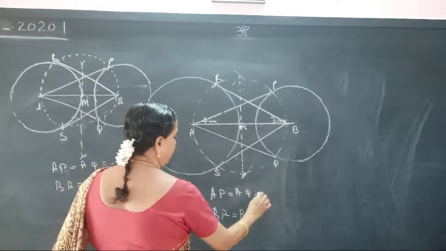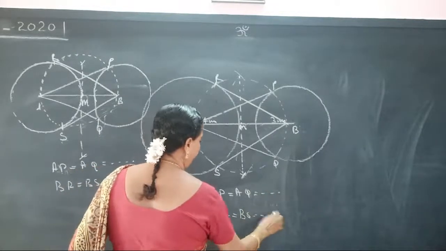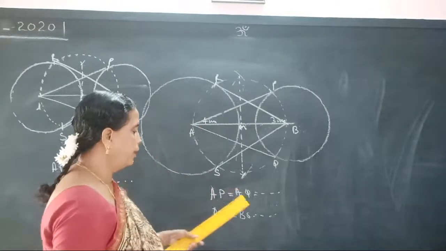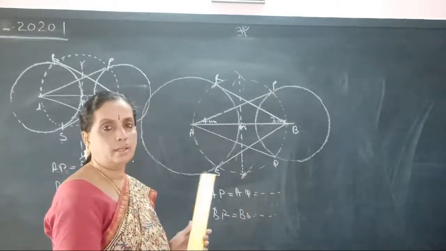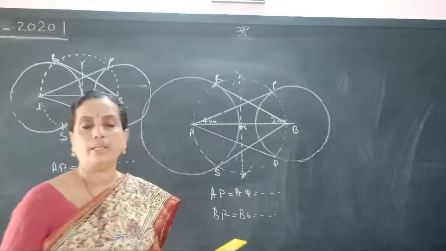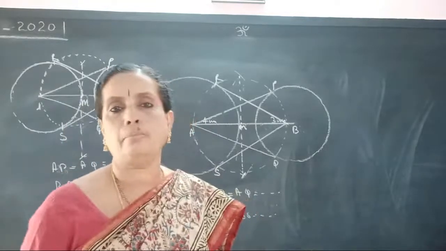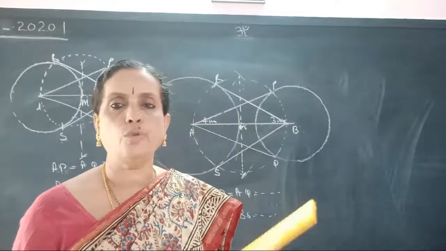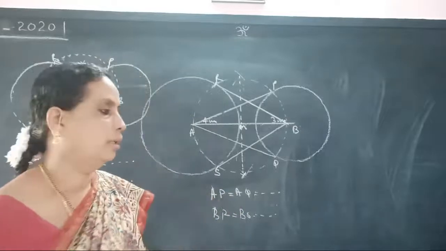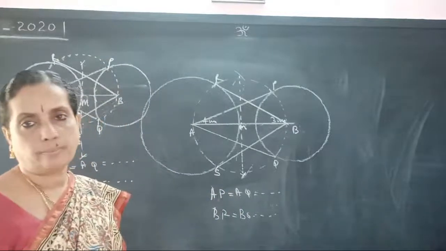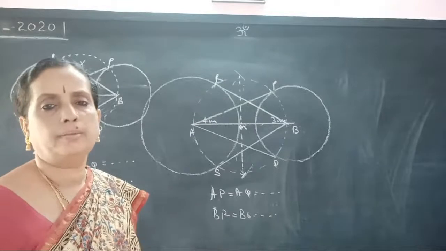Both pair has the same measurement. If it is 6.2, then AP should be 6.2, like that. You should get the pair of tangents with equal measurement. Check it and give me your answer. Yes, you all got. Then I will proceed to the next question. Once again I will explain.